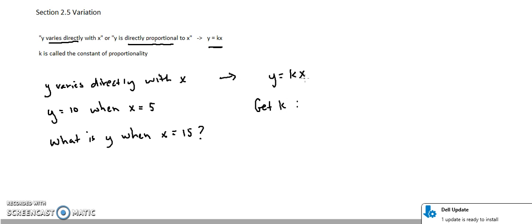How do we get k? Well, we've got to find an x and a y that go together at the same time so that we can find k. So that's what this next line tells us. y is equal to 10 when x is equal to 5. That gives us an x and y value that happen at the same time, and we can use that to get k. So let's plug in 10 for y and 5 for x and figure out what k should be. So we divide by 5 on both sides, and we get that k is equal to 2. So now we know that our equation is going to be y is equal to 2x for this problem.